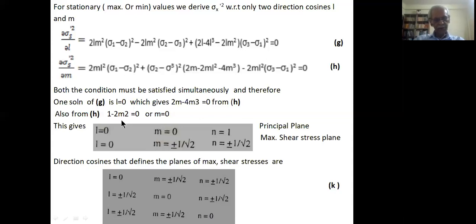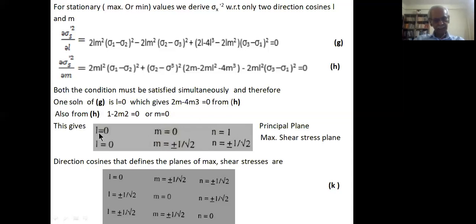Okay? The second possibility is that if L equal to 0, then 1 minus 2m square is equal to 0. So there m is equal to plus minus 1 by root 2. So that will apply here. If L is equal to 0, another possibility is m equal to plus minus 1 by root 2 and n is equal to plus minus 1 by root 2. Now among these two solutions, you will see that this n equal to 1 defines that it aligns with one of the principal axes. So this is the principal plane.